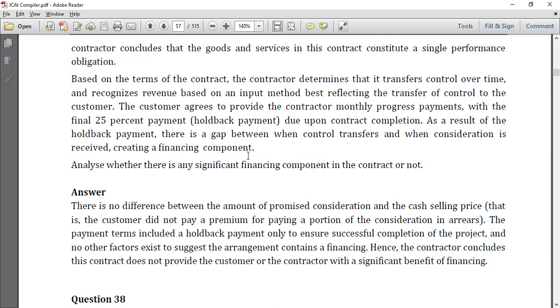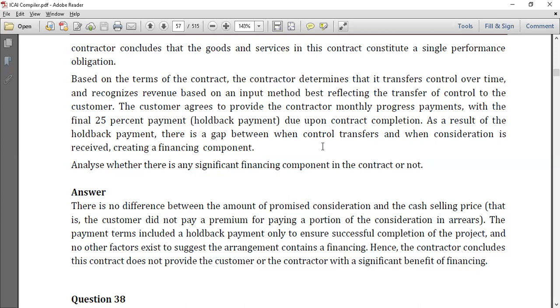So analyze whether there is any financing component in the contract or not. There is a gap between when control transferred and when the consideration is received. So is there a financing component or not? The 25% holdback payment is there to ensure the successful completion of the project. It is not a significant financing component.